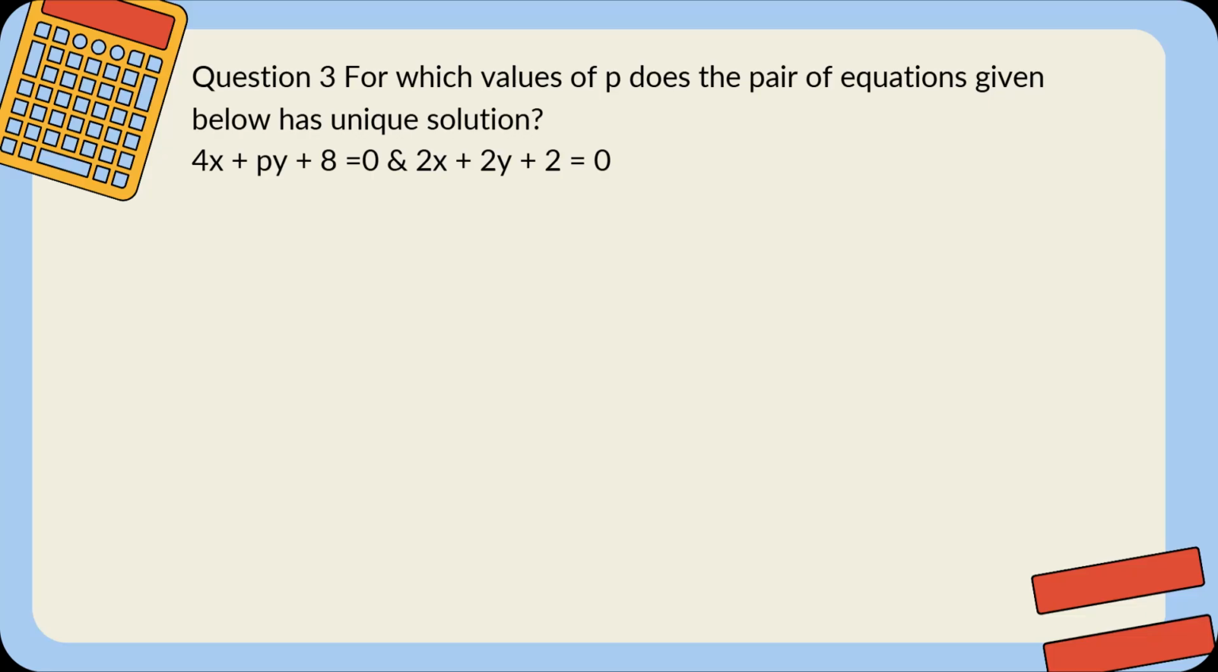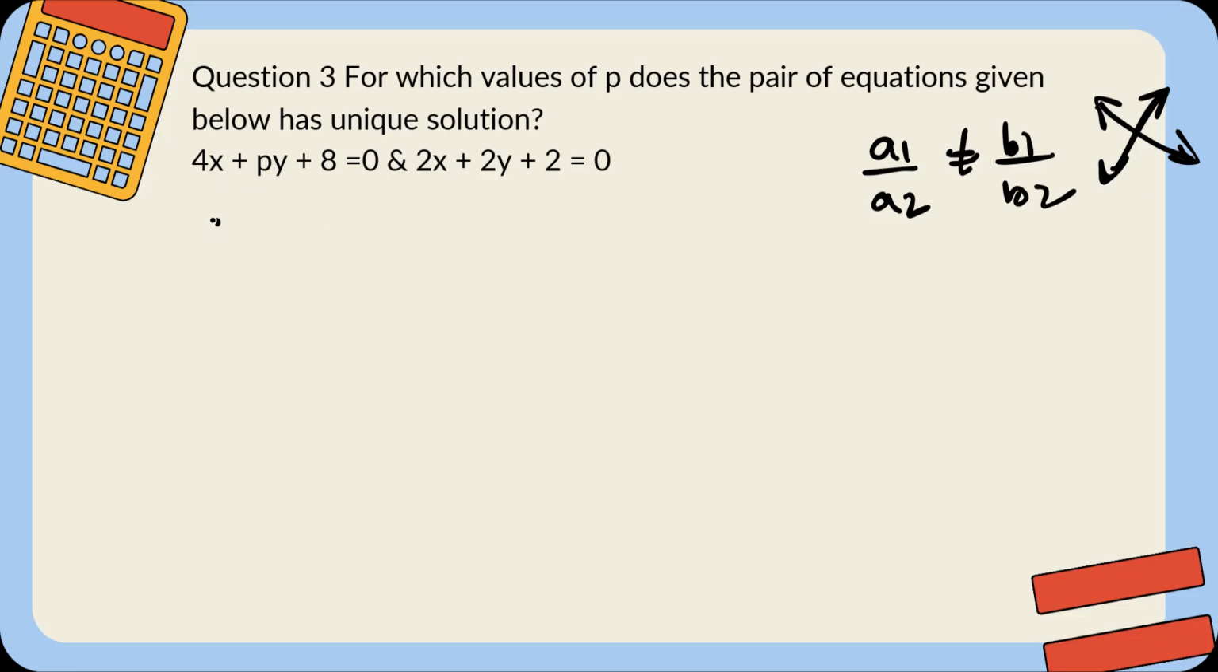So what do we need for a unique solution? It's very simple. If a1 by a2 is not equal to b1 by b2, then it is a unique solution, right? So what happens to the lines? The lines will intersect and you'll have one solution. Okay, intersecting lines that cross each other. That's how you have to remember.